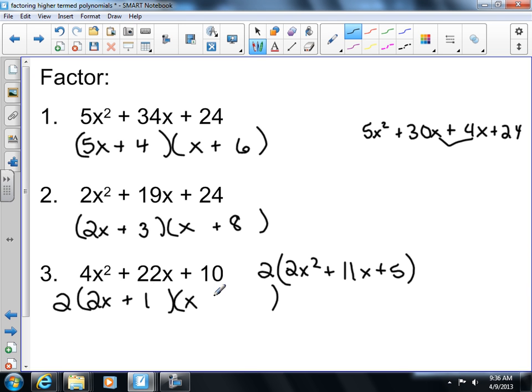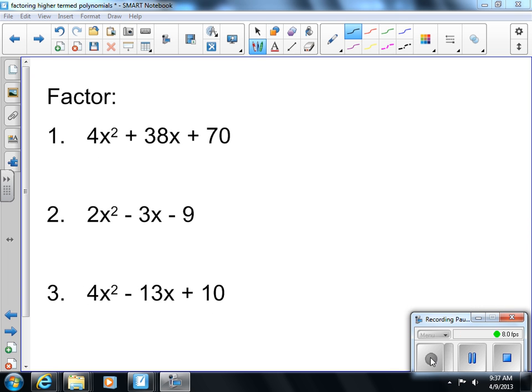Plus 1 plus 5? Let's try it. So I get 2x squared plus 10x plus 1x plus 5. Is that going to get it? It sure will. Okay, so I have just now factored this, but you notice we have 3 factors that we're working with now. Any questions on that one? Okay, now it's your turn. Try these 3. When you get the first one done, I want you to check with your partner. Think if you agree, then let me come and check it.